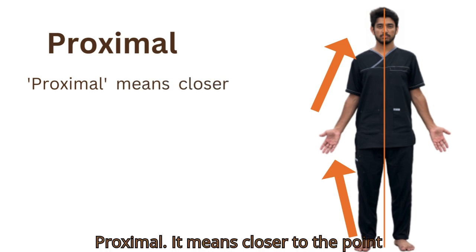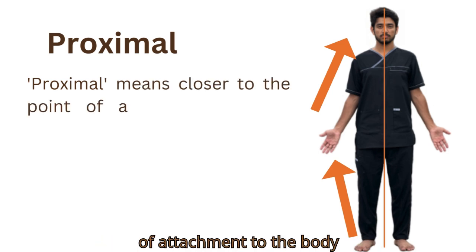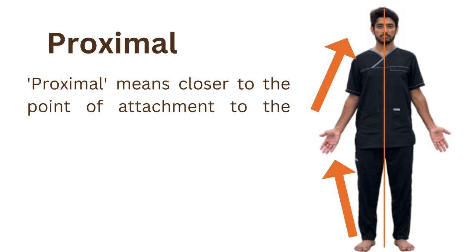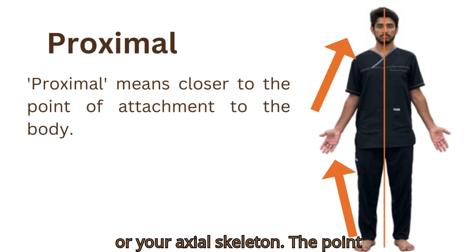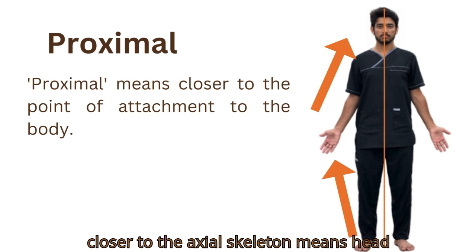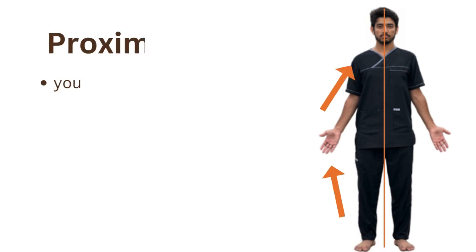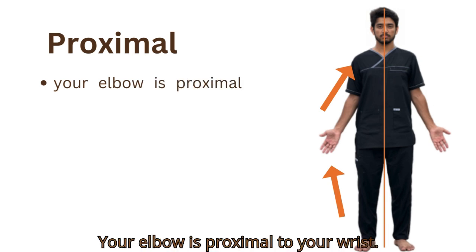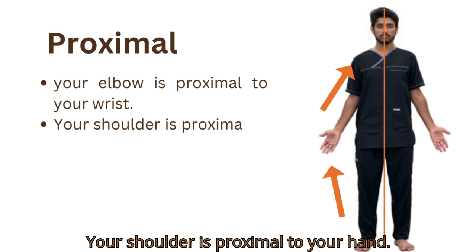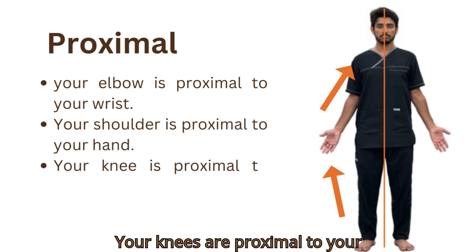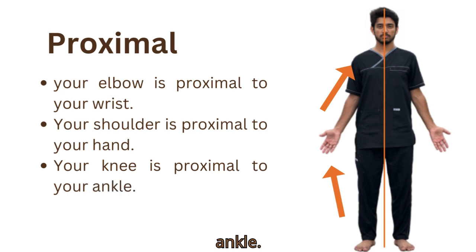Proximal. It means closer to the point of attachment to the body, or your axial skeleton. The point closer to the axial skeleton means head and trunk. Your elbow is proximal to your wrist. Your shoulder is proximal to your hand. Your knees are proximal to your ankle.